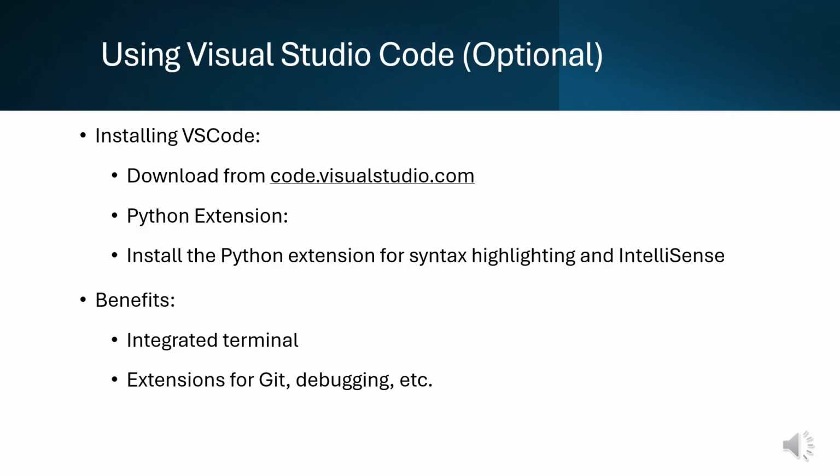If you're interested in a more versatile IDE, Visual Studio Code is a great option. You can download it from code.visualstudio.com. After installing, add the Python extension for enhanced features like syntax highlighting and code completion. VS Code also integrates well with Git for version control, which we'll cover later.